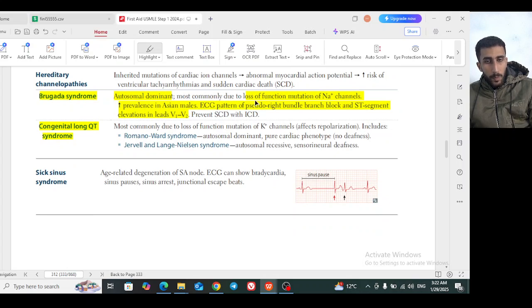This is with a history of someone in the family or so. It is actually an autosomal dominant condition.